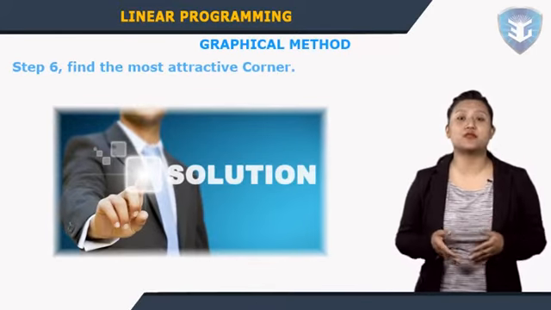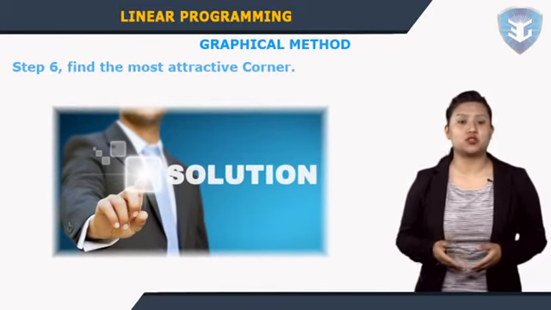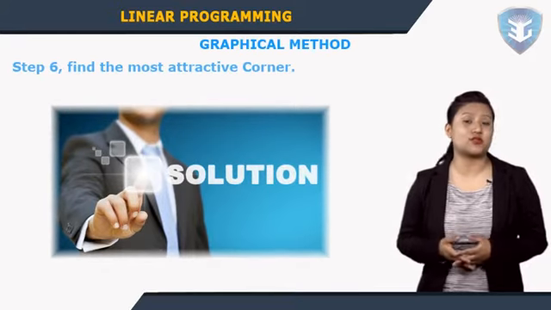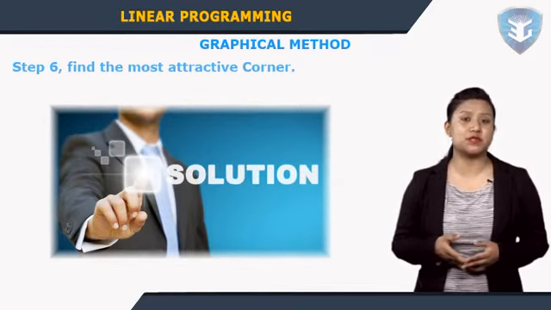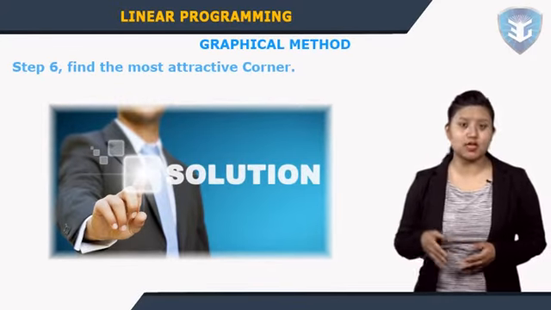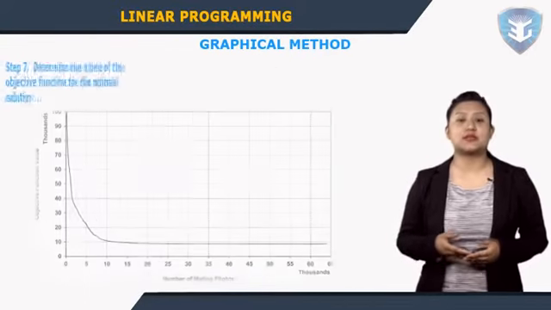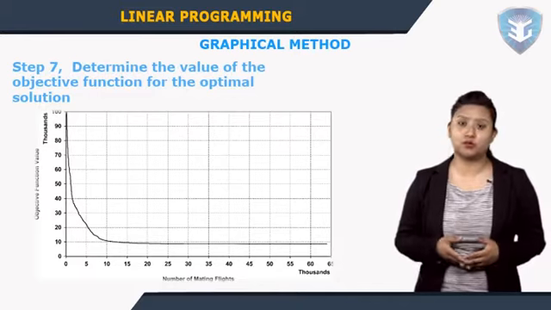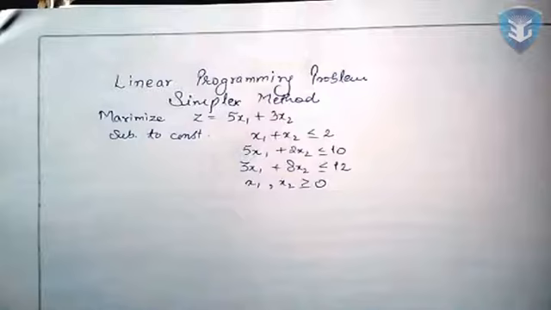Step 6 is to find the most attractive corner. Optimal solutions always occur at corners. The most attractive corner is the last point in the feasible solution region touched by a line that is parallel to the two objective function lines drawn in step 5 above. Step 7 is to determine the value of the objective function for the optimal solution.